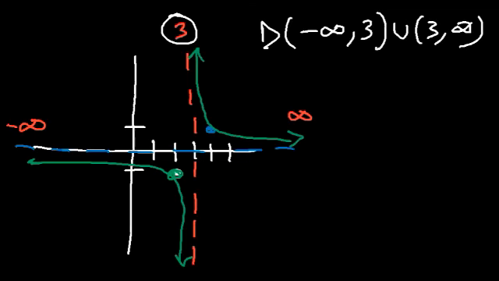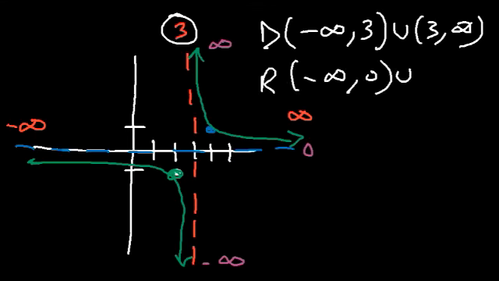Now what about the range? Whenever you want to write the range of a function, simply remove the horizontal asymptote. Notice that the lowest y value is negative infinity and the highest is infinity. But the function never touches the x-axis where y is equal to 0. So we only need to remove 0 from the range. So it's going to be negative infinity to 0, union 0 to infinity.